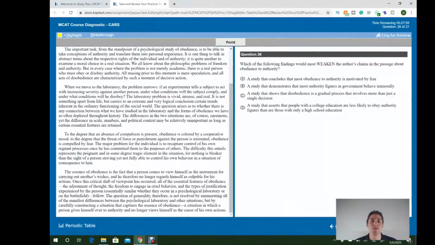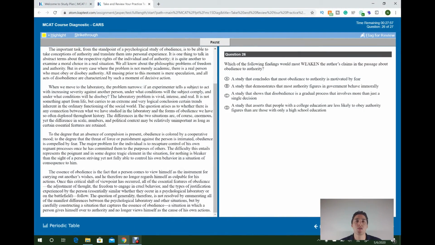So now that you finished the paragraph, let's read the option choices for question 26, which is a main idea question. Which of the following findings would most weaken the author's claim in the passage about obedience to authority? And for these, I like to cross out all the wrong answers. A study that concludes that most obedience to authority is motivated by fear. That was said in the passage directly, so we can cross that out.